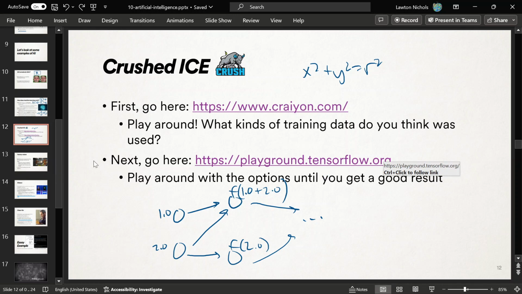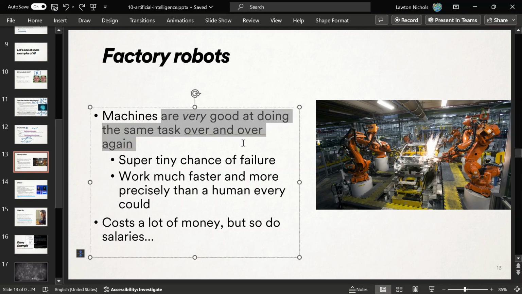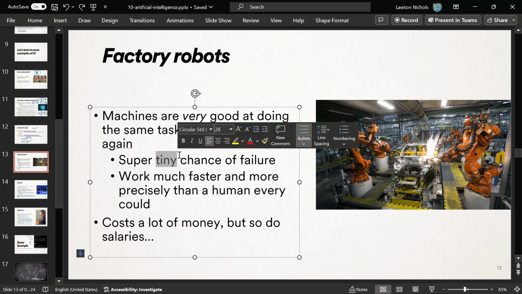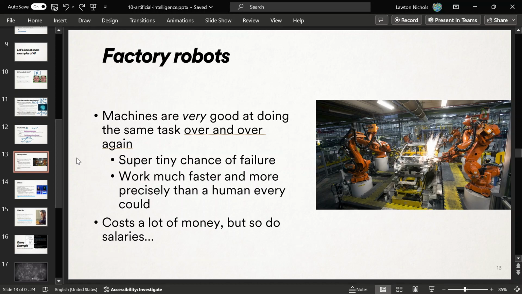Try playing around with that more. I encourage it. But yeah, for the rest of the day, I just have some more examples of the use of AI. So one popular one is that you're going to make a robot and it's going to work in the factory all day long. Machines are great. If you're going to make a car, machines are great at doing the same thing over and over again, like adding a bunch of numbers, moving this part from here to here. They're also really good at not failing, right? And they can work a lot faster than a human, which is kind of unfortunate.